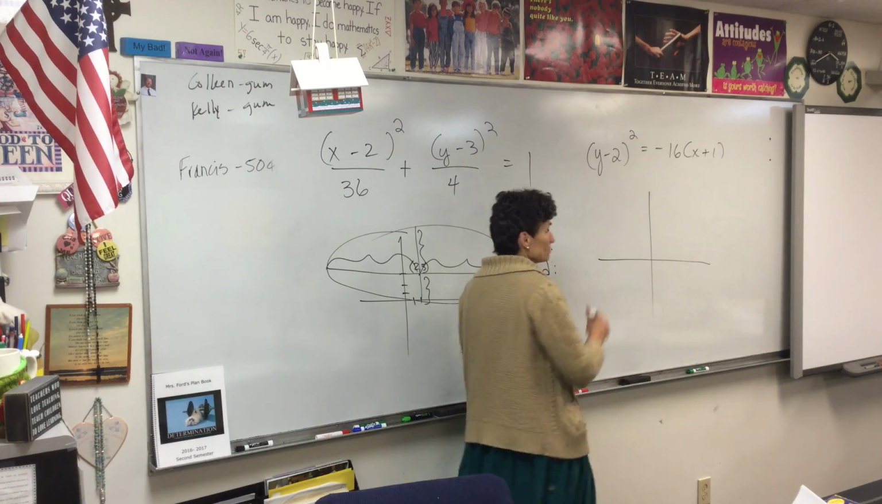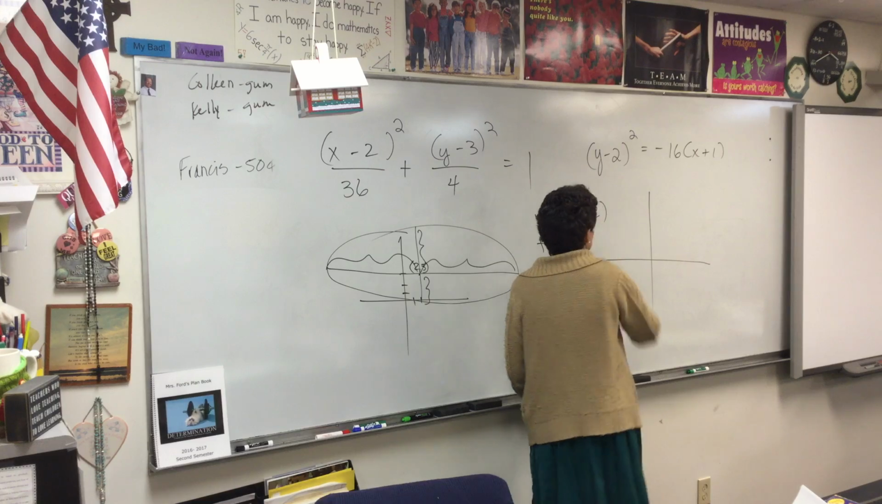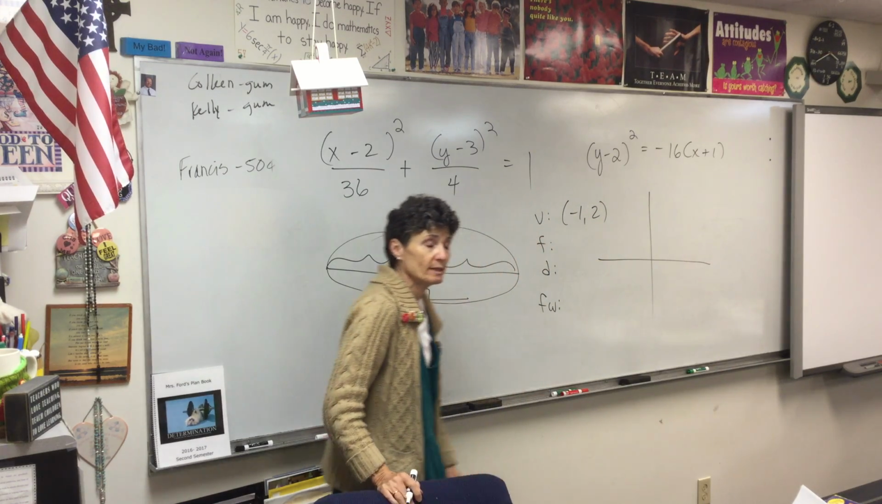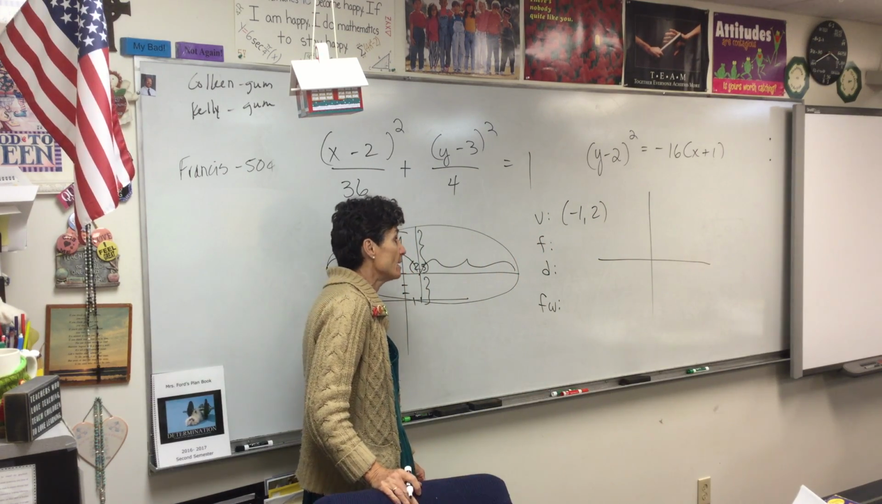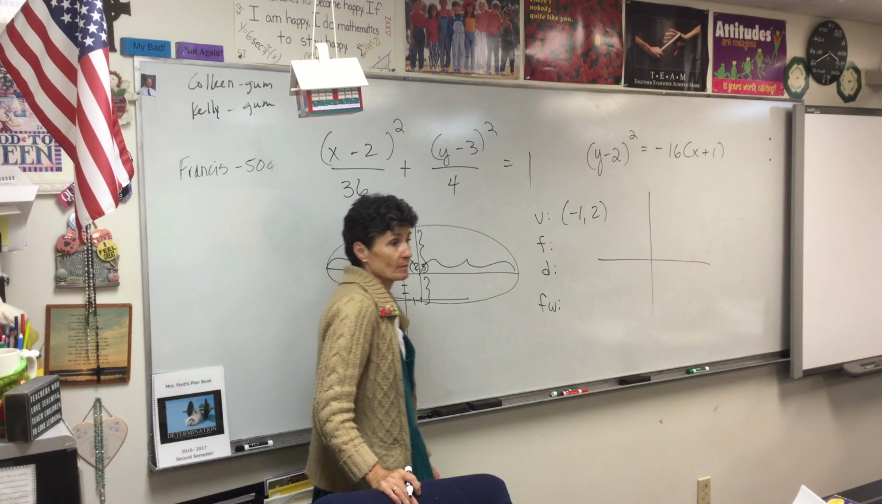Where's your vertex? -1, 2. Very good. You even got it in the right order. Good job. You've got to be careful with these. It's always x comma y. What is my focal width?